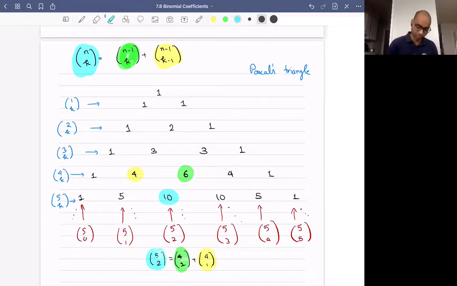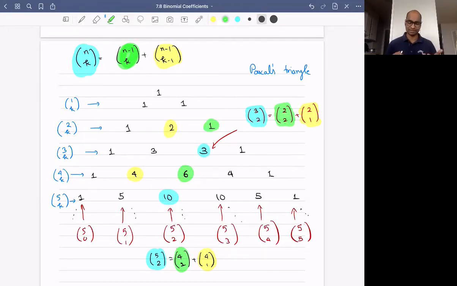Let's do just one more quickly. Let's pick this entry. Then this is 3 choose 0, 3 choose 1, 3 choose 2. And by that formula, 3 choose 2 should be 2 choose 2 plus 2 choose 1. And let's see where these things are. So this is 3 choose 2, then 2 choose 1 is that, and 2 choose 2 is that. And so Pascal's triangle and this identity give us a way of finding these n choose k terms by doing addition instead of multiplication.